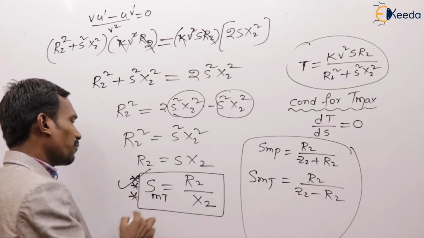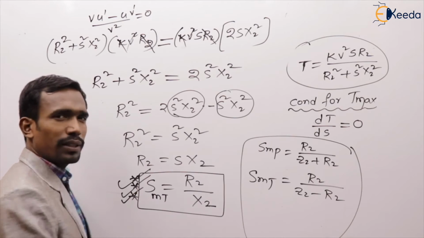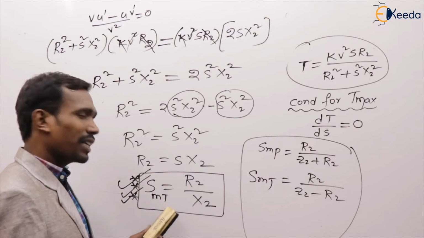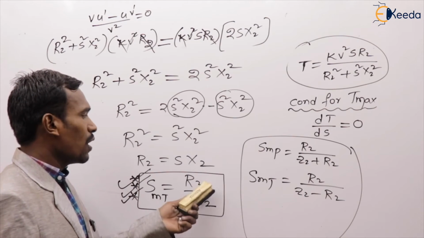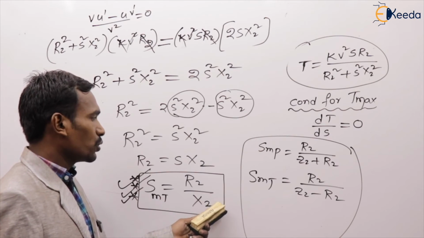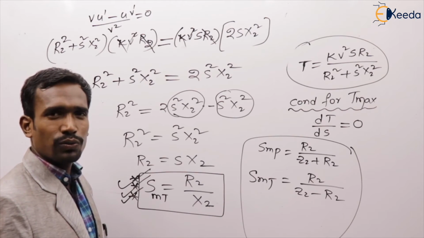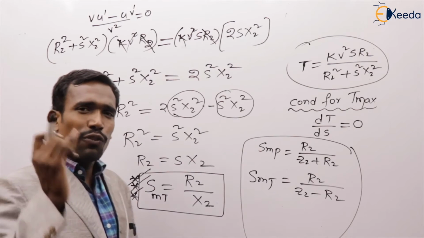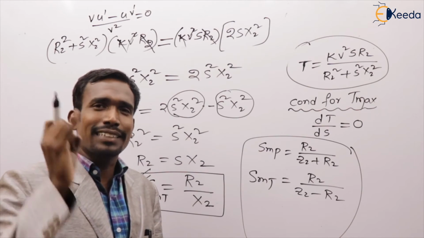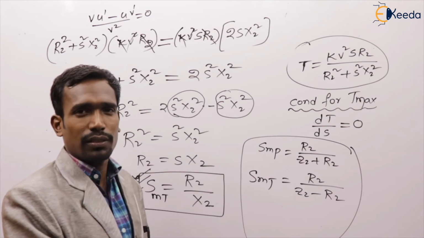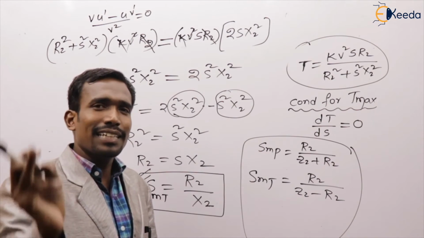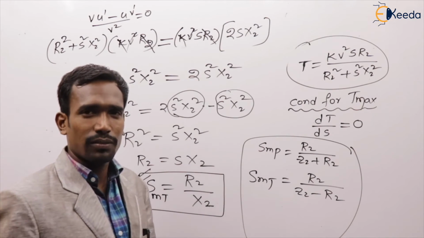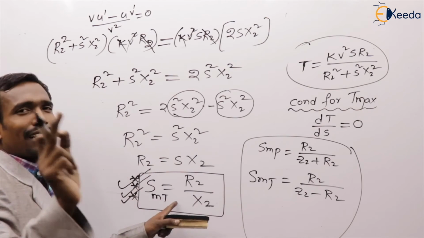This is the very, very most important formula: SMT, slip at maximum torque, is equal to R2 by X2. Yes, I got it. I now know the full load torque exact and approximate equations, the starting torque exact and approximate equations, and the slip at maximum torque also.